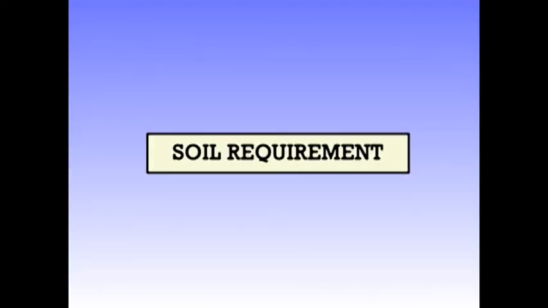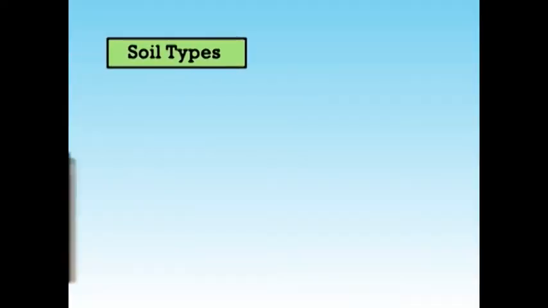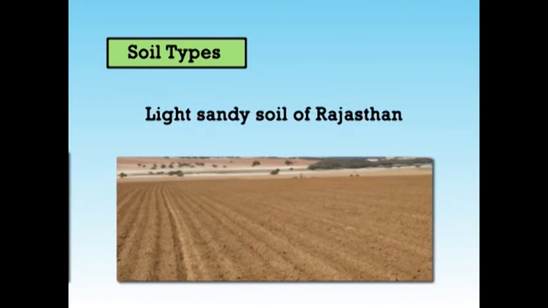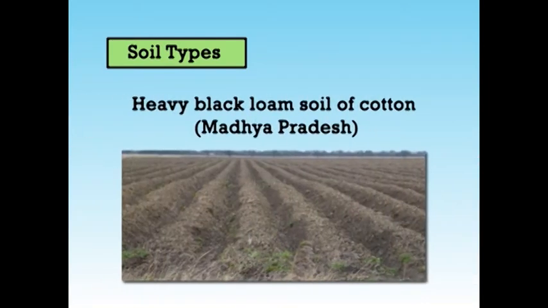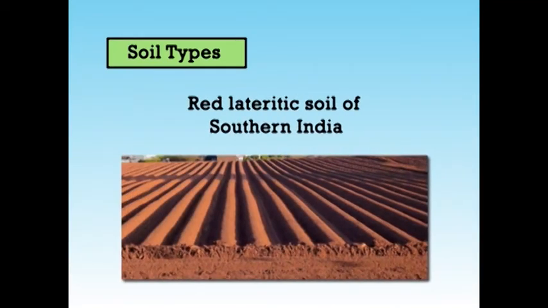Next, we will discuss about the soil requirement. Mungbean is cultivated in different kinds of soils, which includes light sandy soil of Rajasthan, heavy black cotton soil in Madhya Pradesh, and also the red lateritic soil of southern India. However, ideal soil for its cultivation is loamy soil to sandy loam soil with provision of good drainage facility, as the crop cannot withstand water logging.